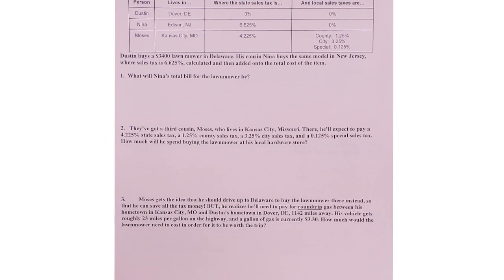All right, so we have a lawnmower that's $3,400 in Delaware. His cousin Nino buys the same model in New Jersey. Remember, Delaware has no sales tax, right? New Jersey sales tax is 6.625%. Remember, as a decimal, it's 0.06625. So when you do that, you end up with $224.25. Now remember, that is the sales tax.